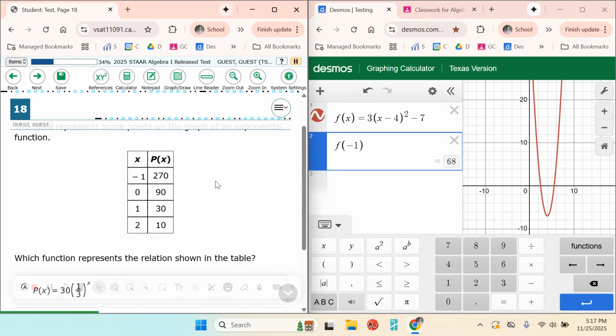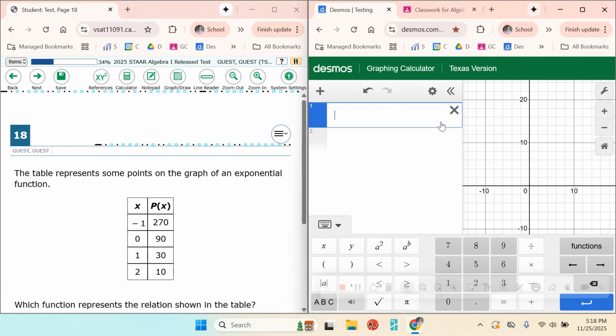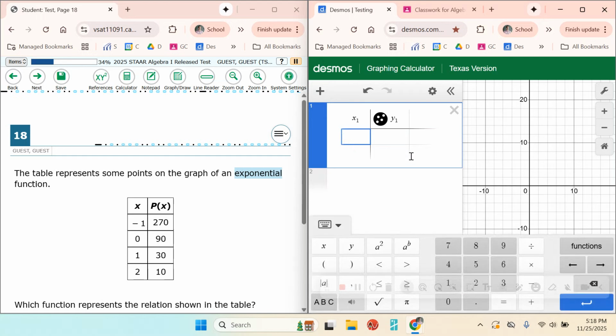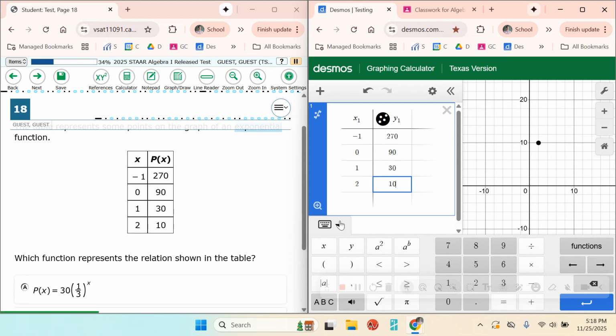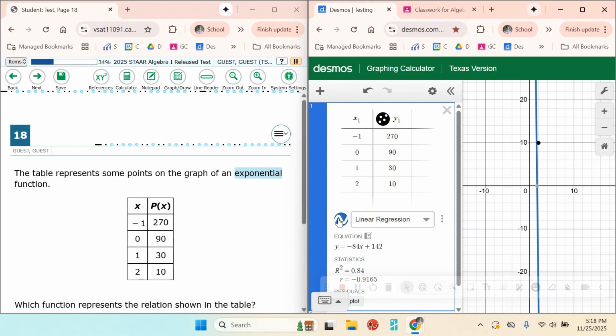All right. So now, this is one that you guys got to be careful of, because last time it said linear and it was big and bold. This time it says exponential and it's kind of hidden in the question. But we have a table again. So just like always, I'm going to build it. Negative 1, 270. 0, 90, 1, 30, 2, 10. And just like the last time, we need to find an equation. And if it's asking for an equation, that means we're hitting this guy right here. Last time we were looking for a linear. This time we're looking for an exponential.